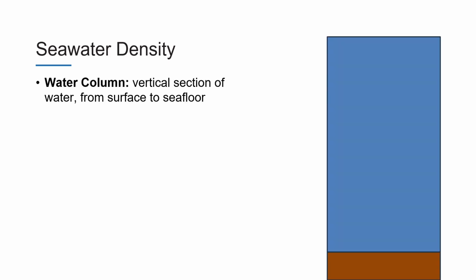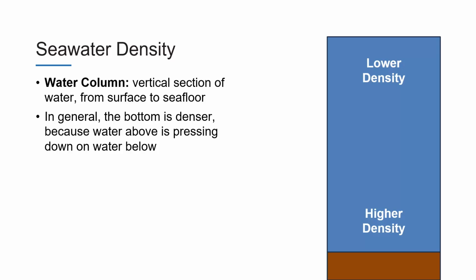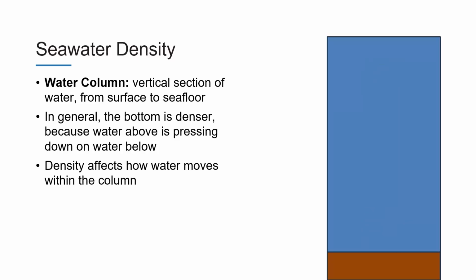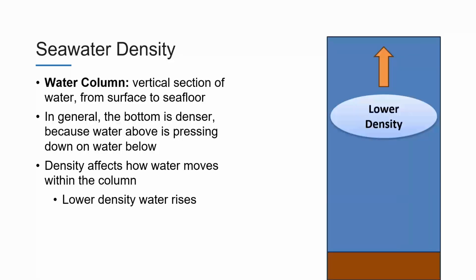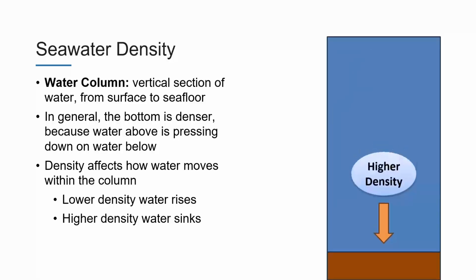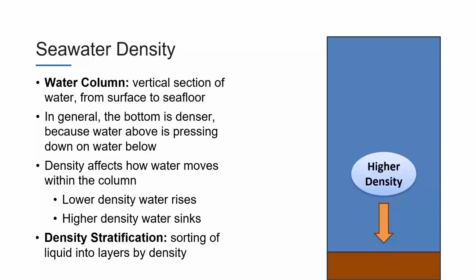Like air, water also moves vertically up and down. To help think about this movement, we use an idea called a water column. So this is a vertical section of water spanning from the surface down to the seafloor. And in general, the bottom is denser because water above is pressing down on the water below. When water gets mixed up or out of order, the density of a water mass will affect how it moves within the column. And basically, it balances back out. So lower density water rises, and then higher density water sinks. So this sorting of layers is called density stratification.